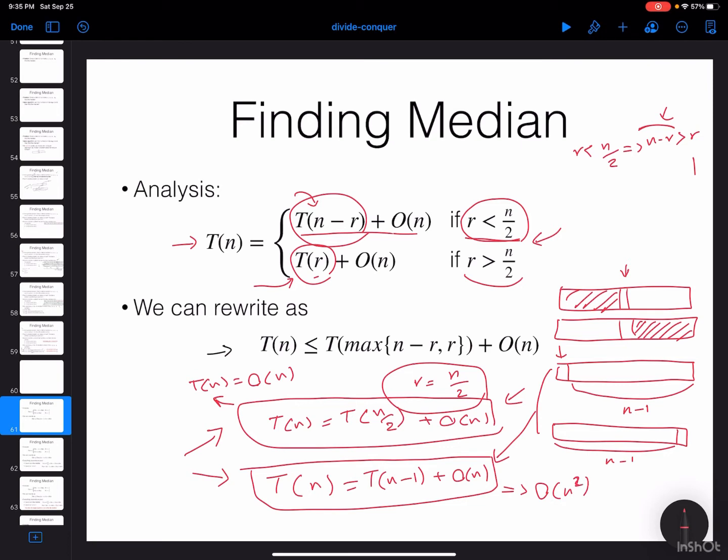So based on the value of the pivot, if the pivot is some extreme, something very close to the beginning of the array or very close to the end of the array, this is going to be the recursive relation, and the time complexity will go to n square, which is even worse than the naive algorithm that we discussed, which was n log n sorting. Or if you choose a pivot value which is in the middle, this is going to give you a good recurrence relation like this, and the time complexity is going to be linear.